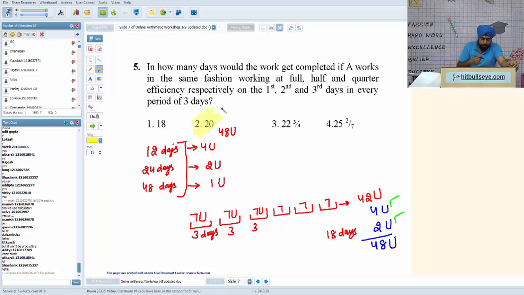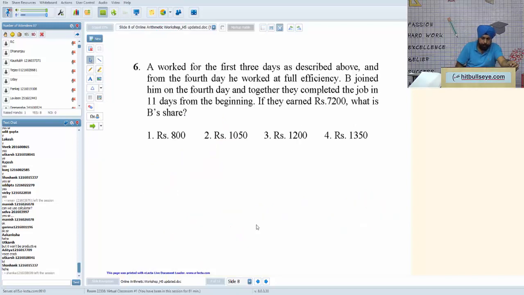Okay, students. So then there is one more question on the same data. Let's solve it. This one has the same information.